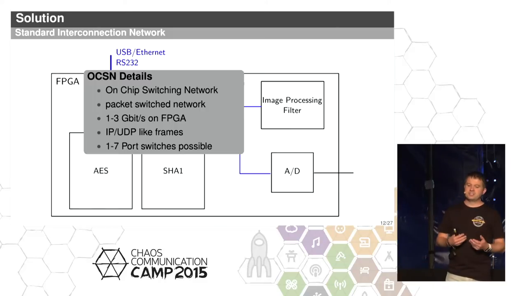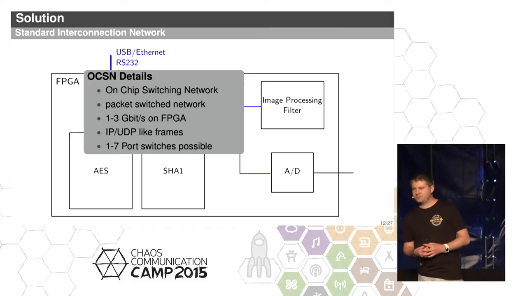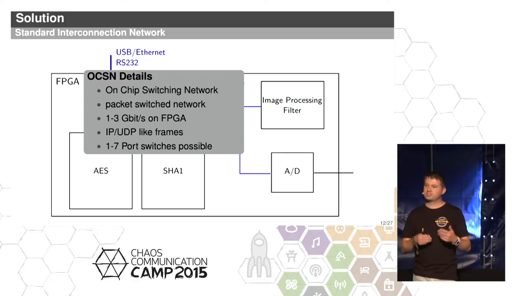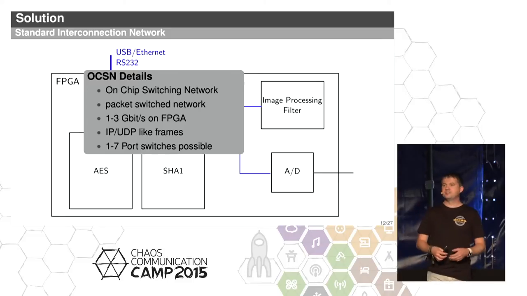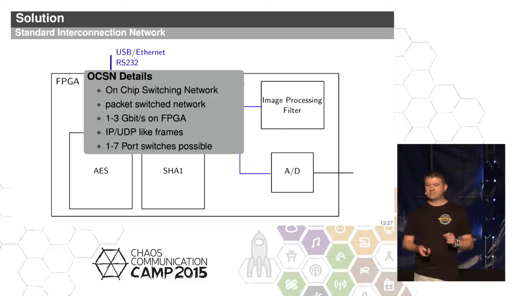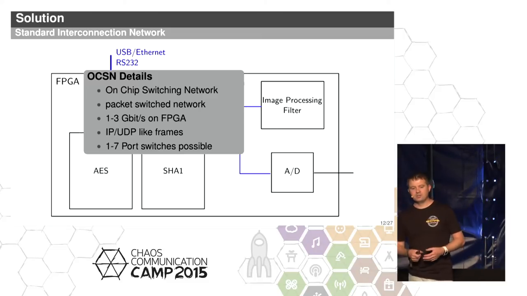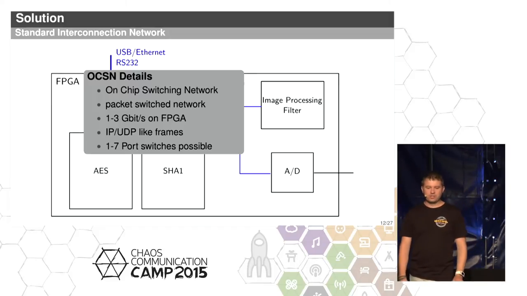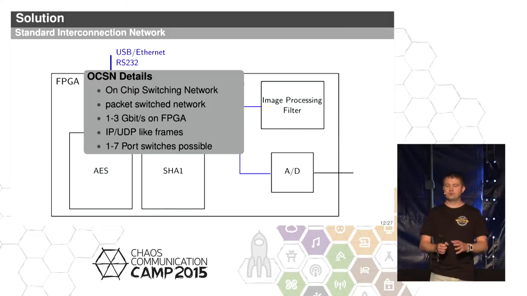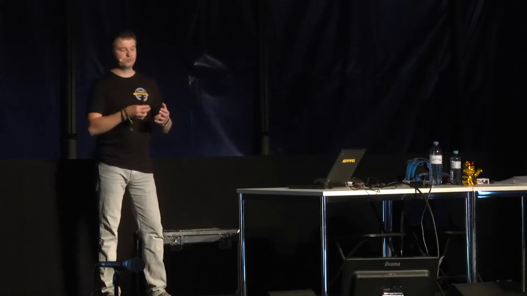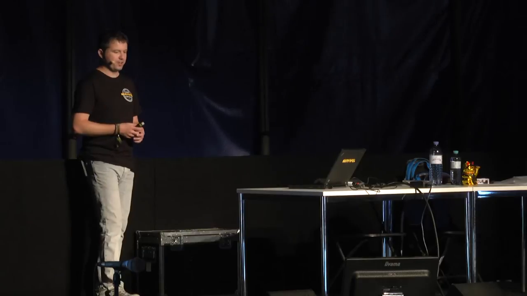You use everything in this network with IP UDP-like frames, where you have a source address, a destination address, a source port, and a destination port. And with that, you can identify every device on the FPGA, and you can even have a component which provides different services on different ports within this network. I developed 1 to 7 port switches, so if you only need 2 ports, you just design one switch with 2 ports, so you can save area on the FPGA.